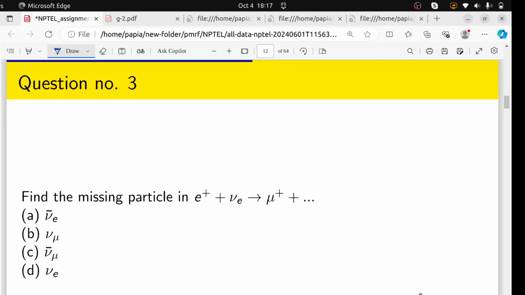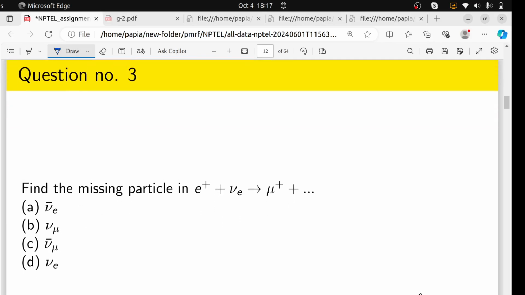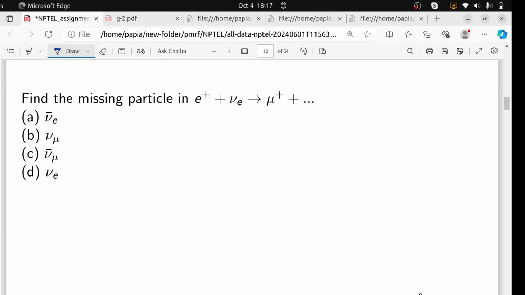So, yeah, third question. Obviously, the third question is a very simple question, so maybe we will not spend that much time on it, but let's see. Find the missing particle in e plus, mu e going to mu plus something. We have done these things many times, but still: what will be the something?